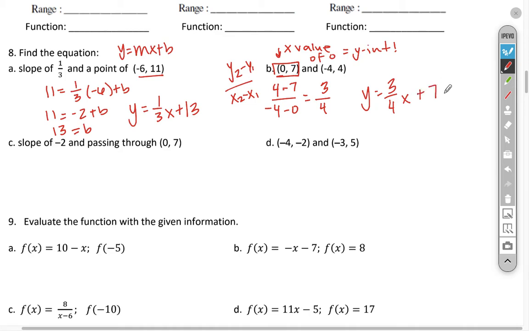For C, we have a slope of negative 2 passing through 0, 7. So we were already given our slope. And look here again, we were already given a y-intercept. So we can go ahead and write our equation. Y equals negative 2x plus 7.